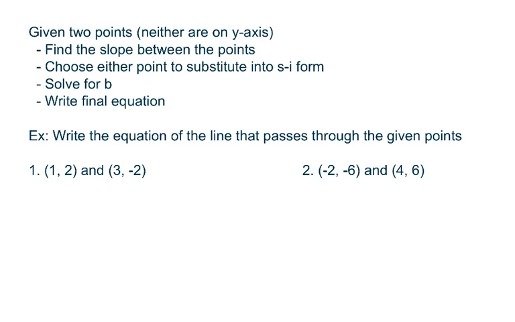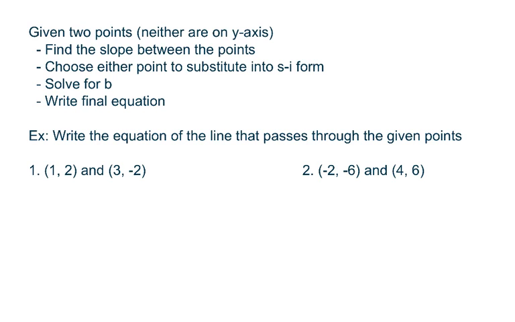Okay, step number 1, find the slope between the 2 points. Makes sense. Step number 2, choose either point to substitute into the slope-intercept form. Again, it's not going to matter. Step number 3, solve for the y-intercept. Step number 4, write the final equation. So steps 2, 3, and 4 are steps 1, 2, and 3 from the last slide. So we're not really changing anything other than adding one step to the beginning.